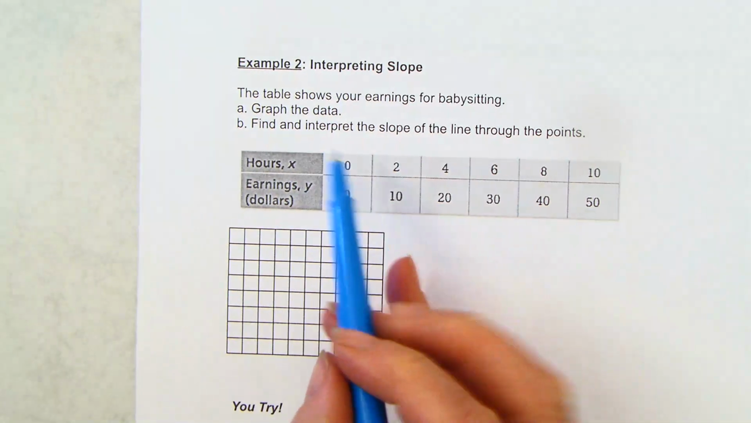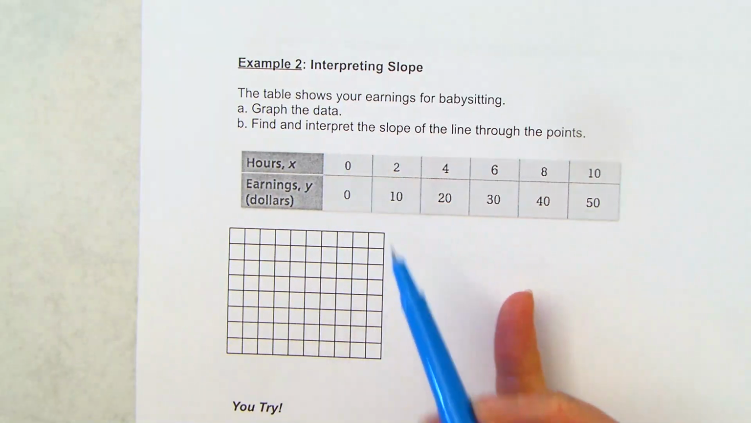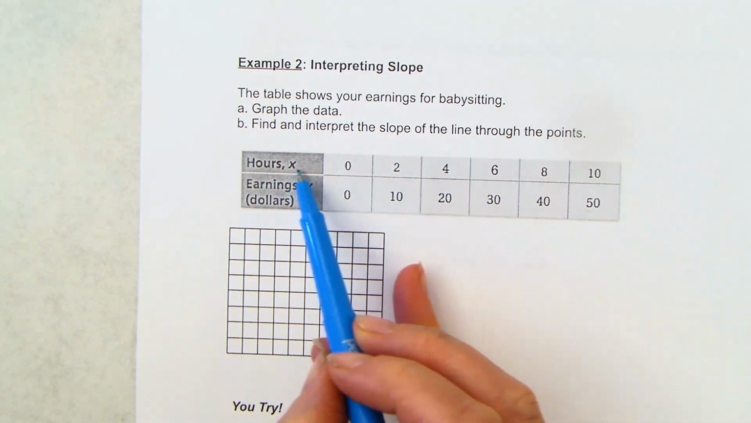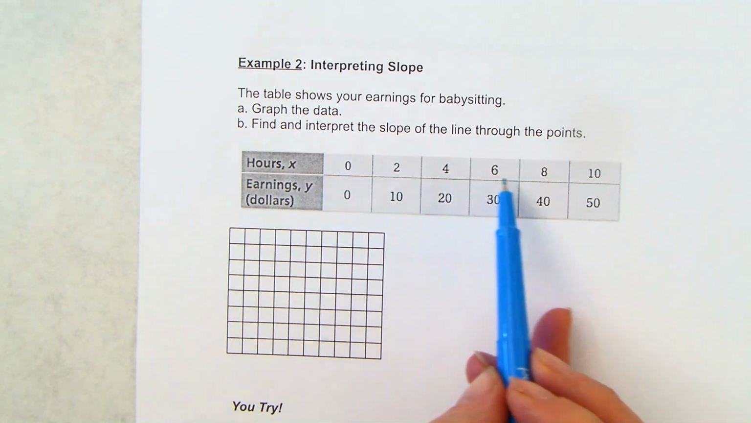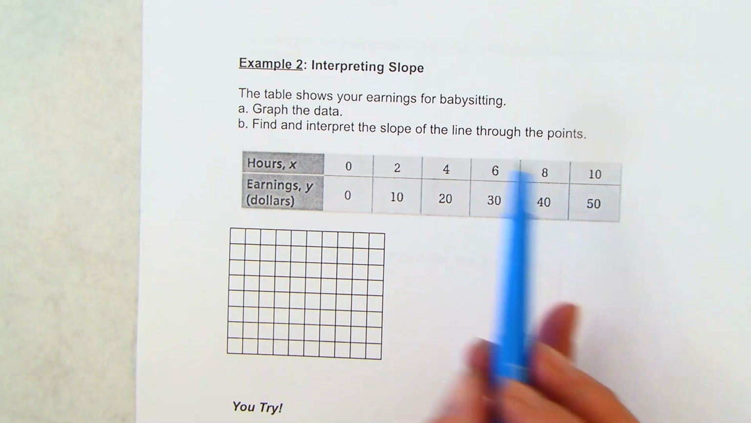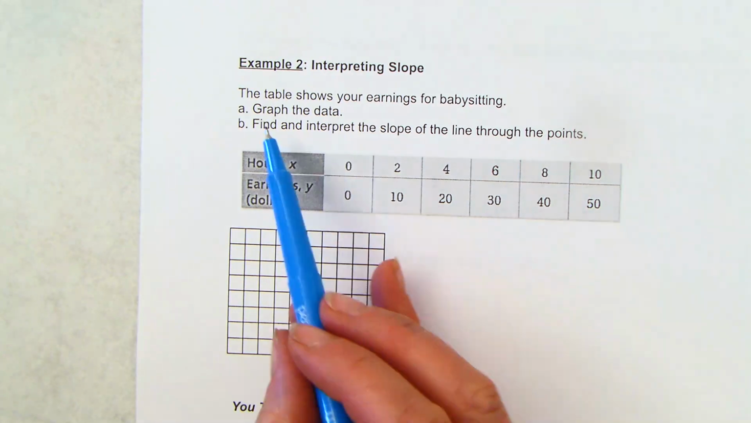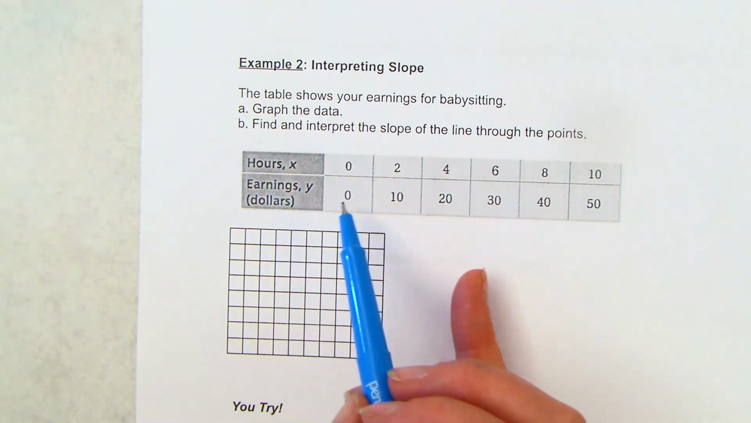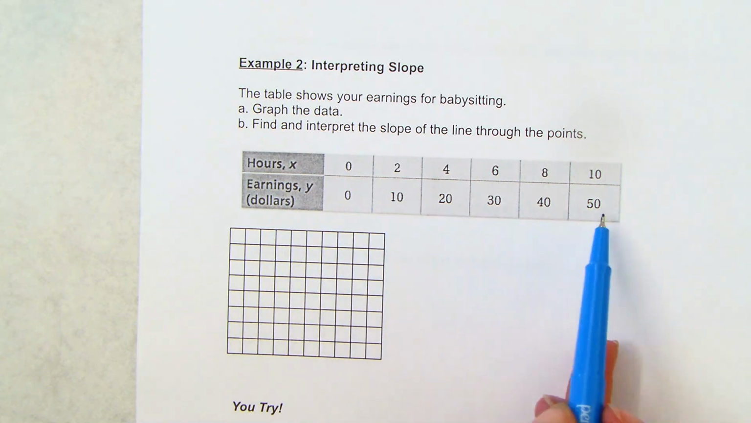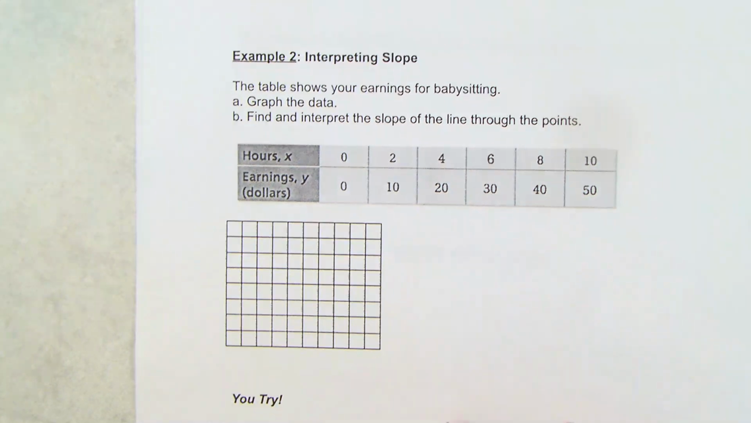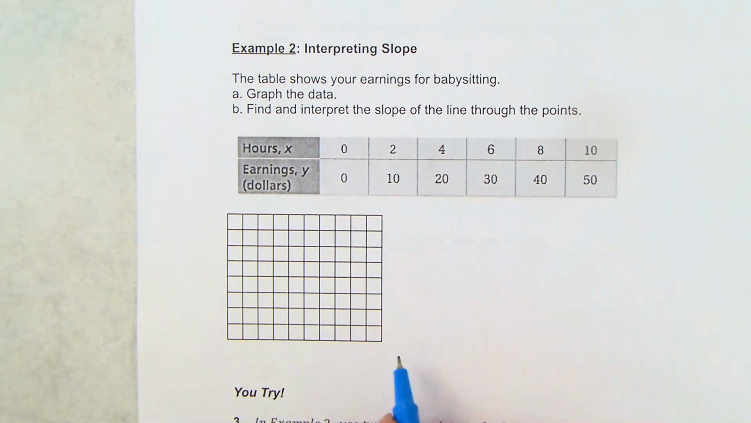So in this problem, this table shows our earnings for babysitting. The X value is going to be the number of hours that I babysit, or I guess you're babysitting. And the Y value is going to show how much you earned. So if we start by graphing the data, let's put the hours in the X.